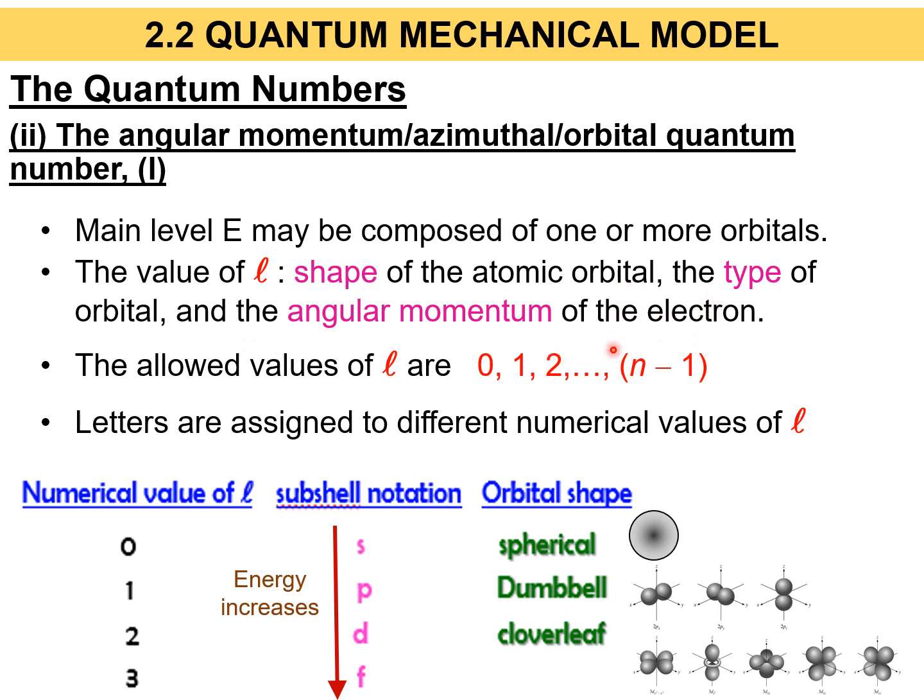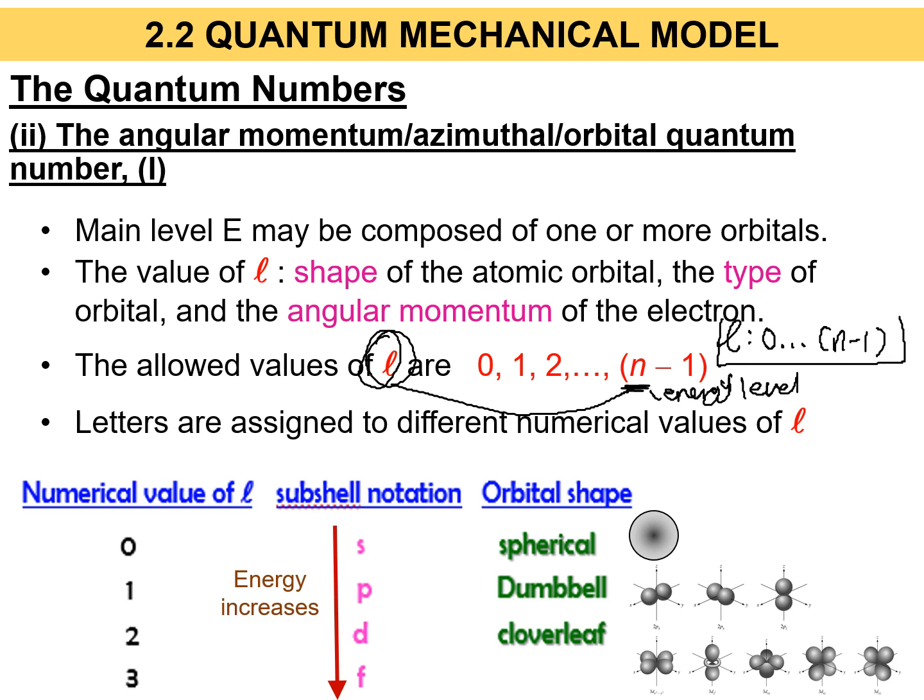Okay, so macam mana you nak tahu L value? L value you can get it if you relatekan dia dengan N. N ni apa? N adalah energy level. Okay, so untuk tahu value of L, it will start from 0 until n minus 1. Okay, so ingat this equation untuk cari angular momentum quantum number. So there will be some letters akan di-assign to different numerical values of L.